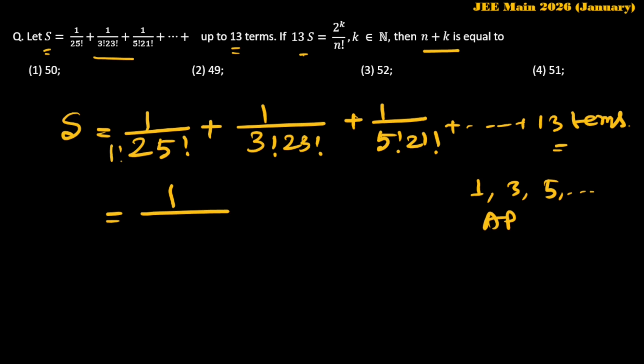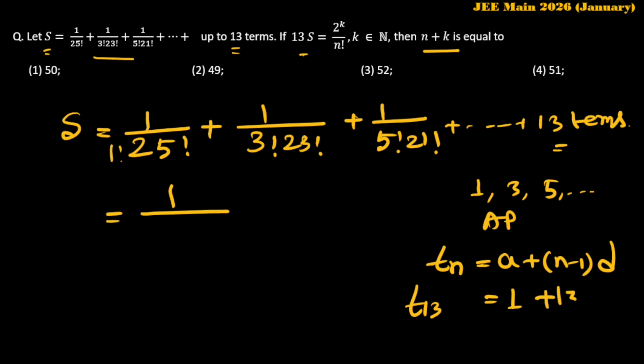How to find the AP series term? Suppose Tn is the nth term. In an AP series, it is A plus n minus 1 into D, where A is the first term and D is the common difference. Therefore A is 1 and we need T13. So 13 minus 1, and D is increased by 2: 1, then 3, then 5. So it is 2. Therefore 1 plus 12 into 2, it is 24 plus 1, 25. Therefore up to 25 factorial.